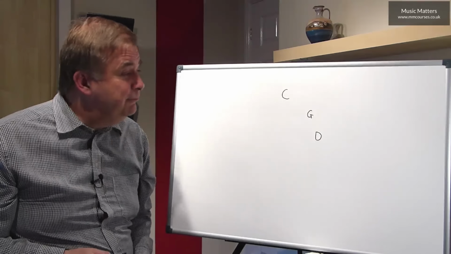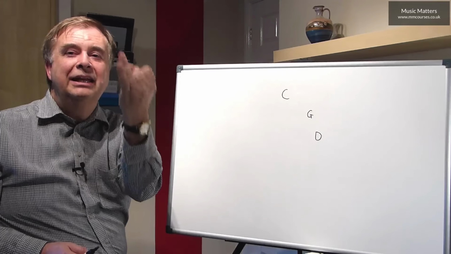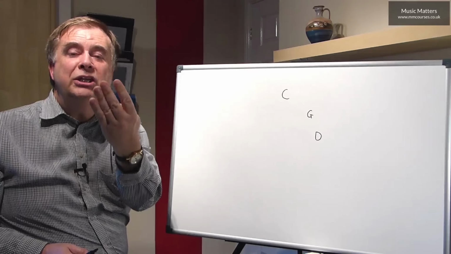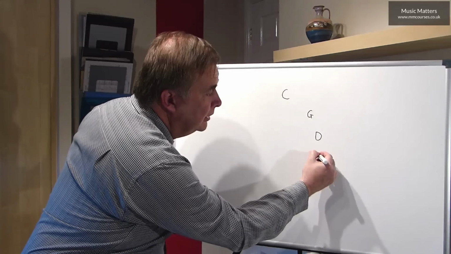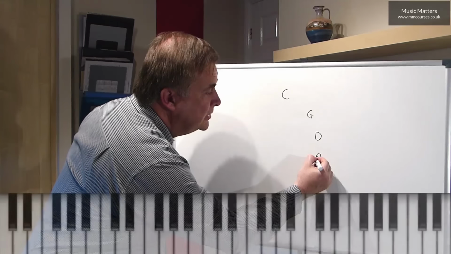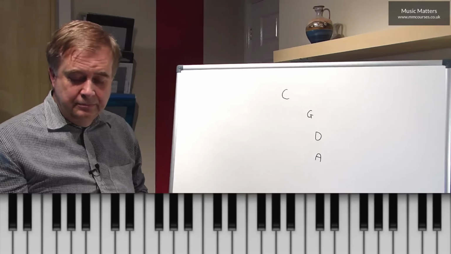Let's go up a fifth from D. D, E, F, G, A. So the next key is A major, and A major has three sharps.